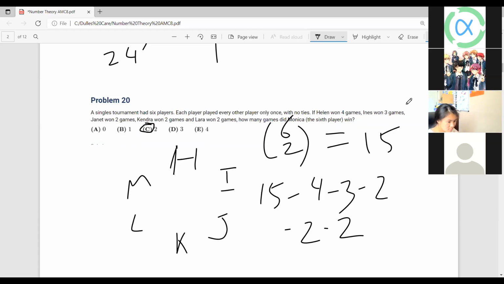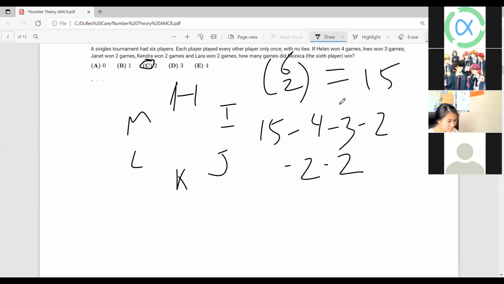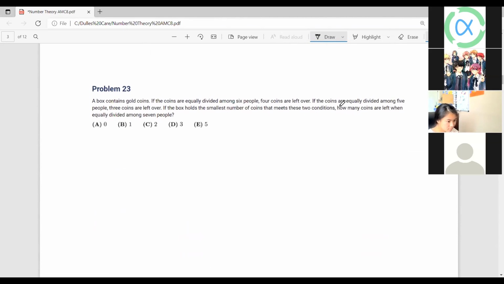Does that make sense? Looks like most people already did this problem before. Yeah, there's a total number of wins of 15. All right, so let's look at problem 23.